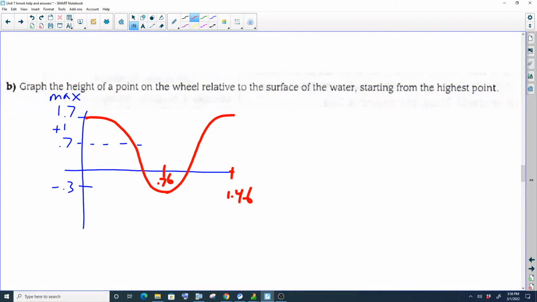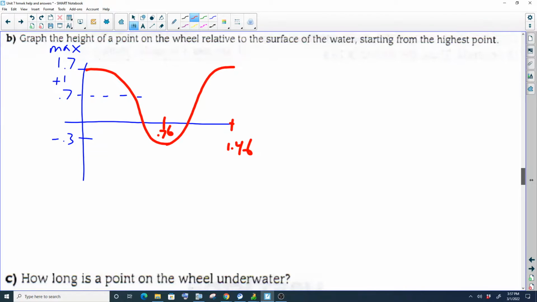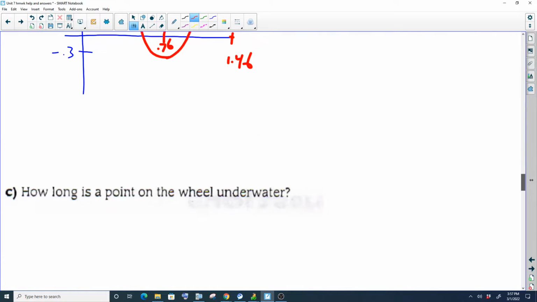You want to match that on Canvas. There's our graph, going from negative 0.3 up to 1.7, because we added the radius of 1 to our 0.7 midline.